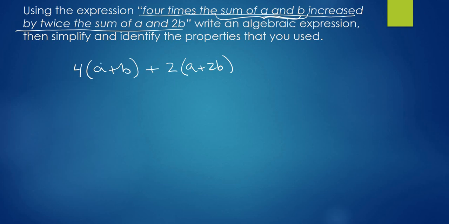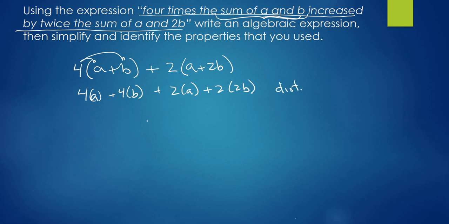So the first thing I'm going to do is distribute. 4 times A plus 4 times B plus 2 times A plus 2 times B, and that's the distributive property. Next, I'm going to actually multiply. We can call this either just multiplication, that's not really a property, or we can say substitution. 4 times A is 4A.